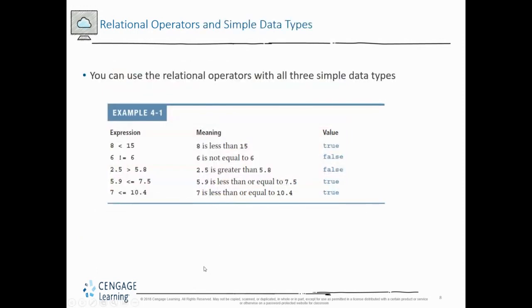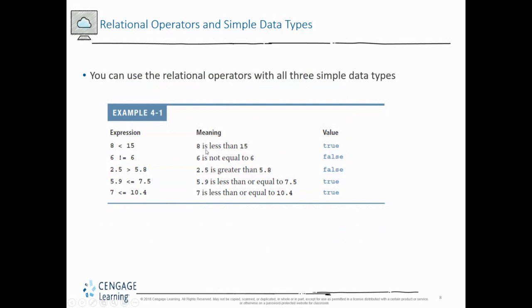All right, so here's some examples. 8 less than 15. Well, that's the expression. This is a computer expression in C++. So 8 less than 15, 6 not equal 6, 2.5 greater than 5.8, 5.9 less than equal 7.5, 7 less than equal 10.4. All right, so we have these values.